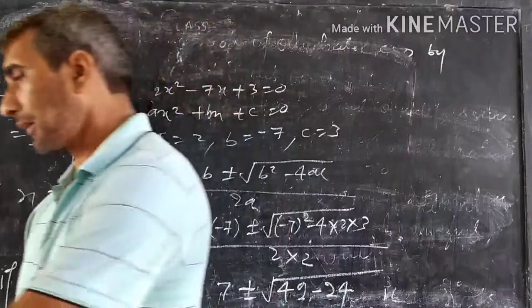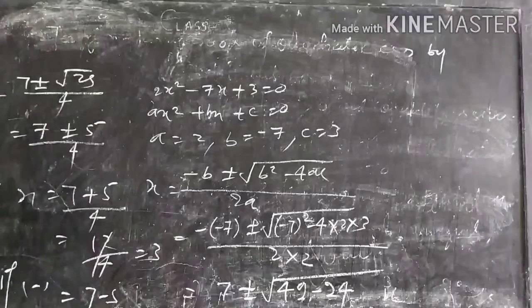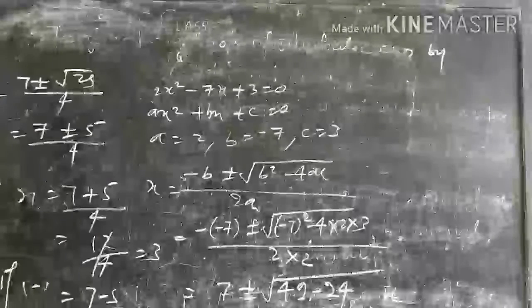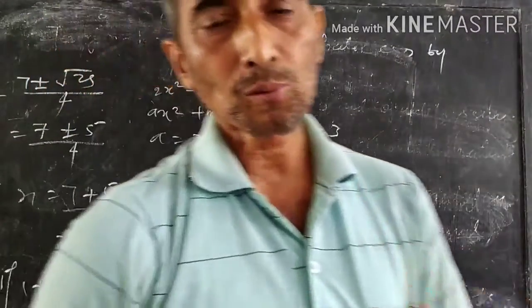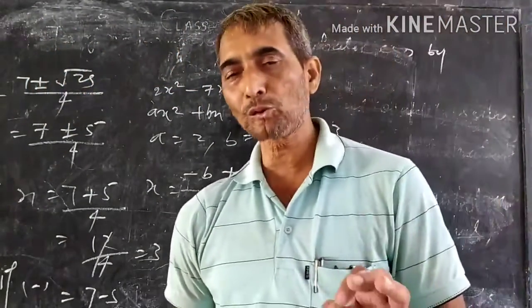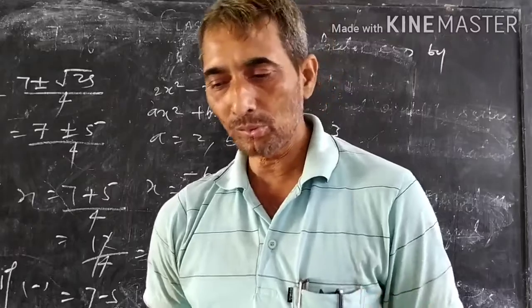And I give you homework. Homework is question number 3 or any 5 questions. Any 5 quadratic equations you have to solve by the formula method.